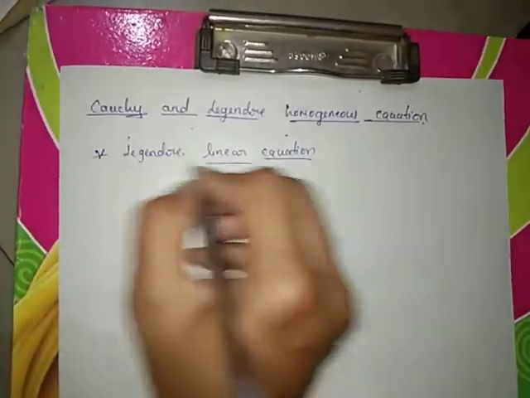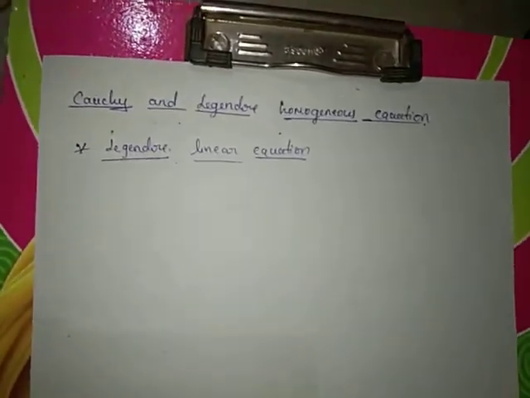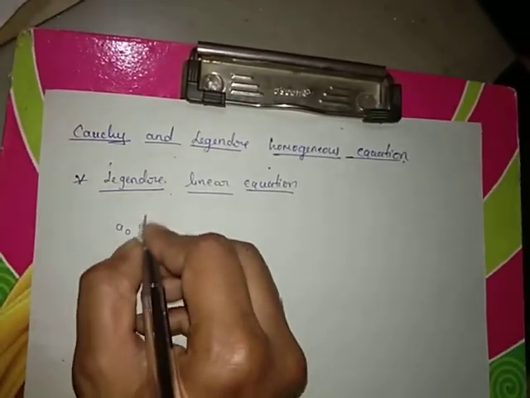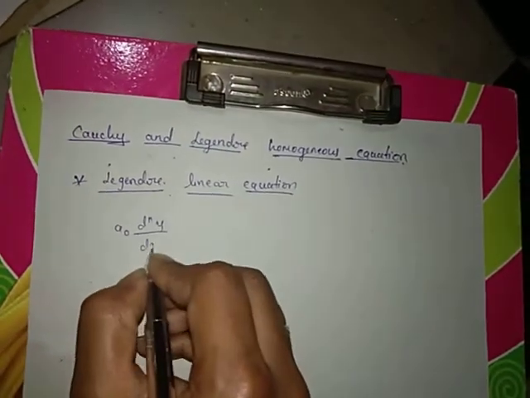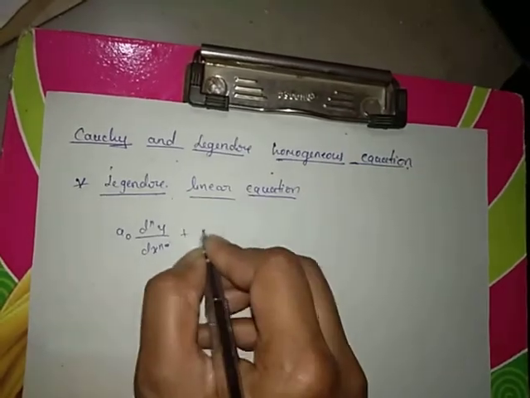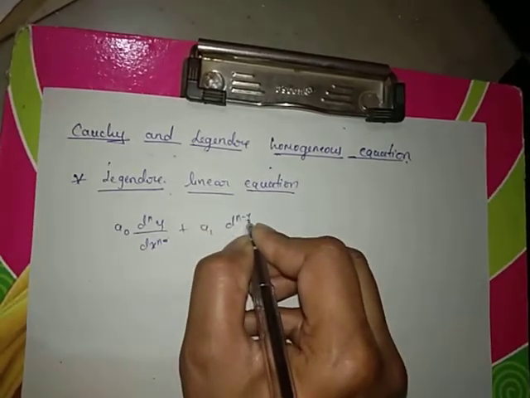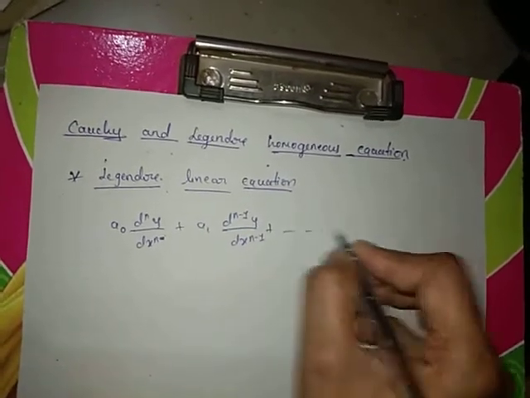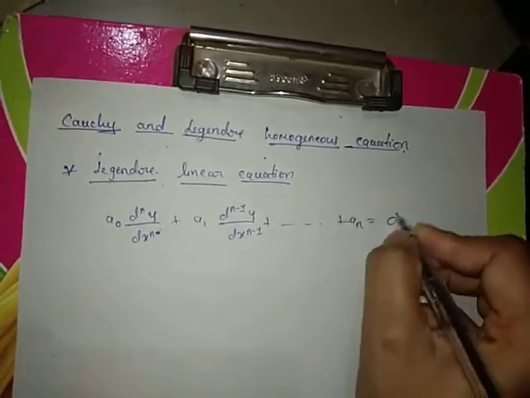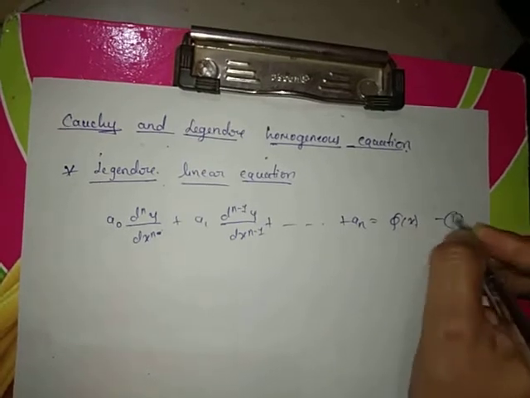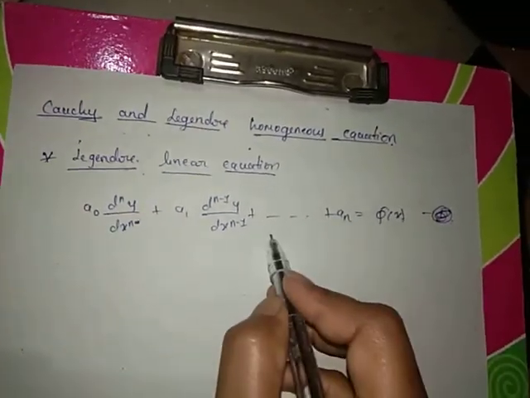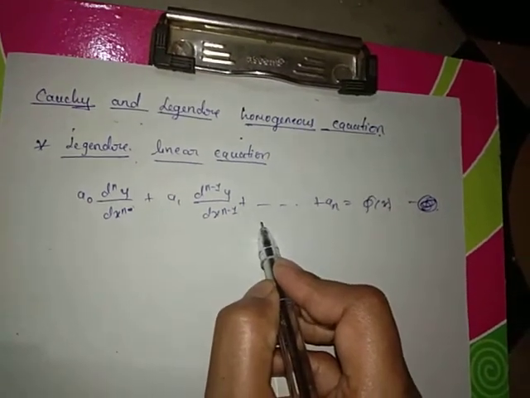In the previous video, we discussed the homogeneous equation with constant coefficients, which has a standard form: a naught d raised to n y by dx raised to n plus a1 d raised to n minus 1 y by dx raised to n minus 1, and so on, plus an y equal to some function of x. That is called the homogeneous equation with constant coefficients.